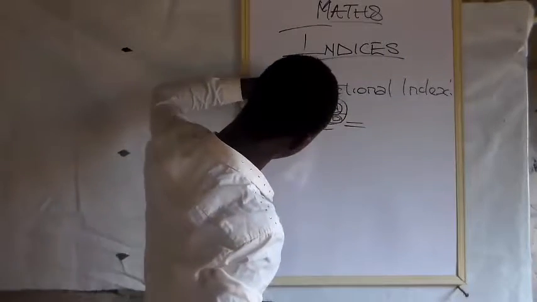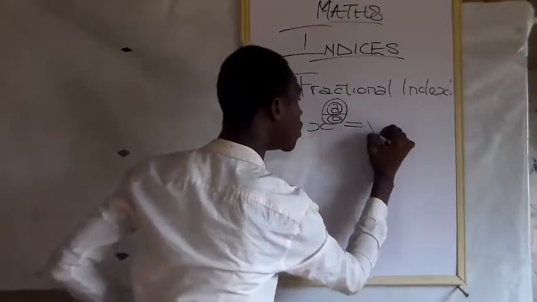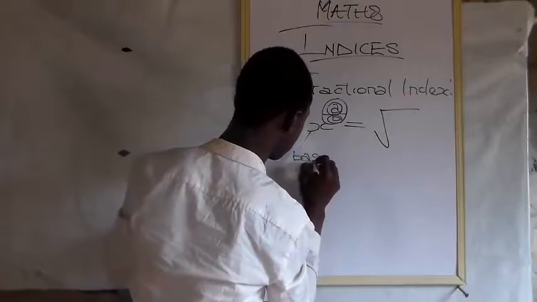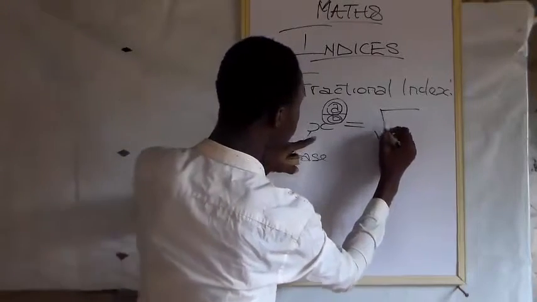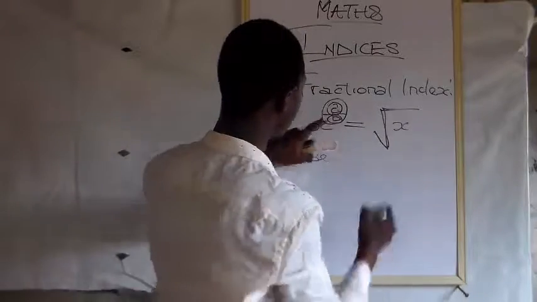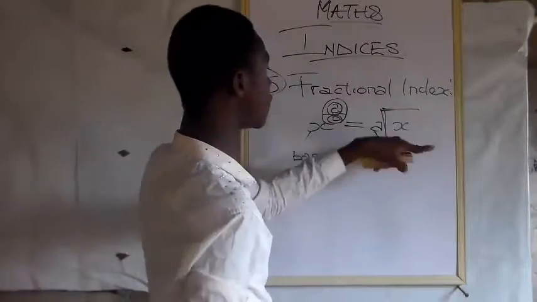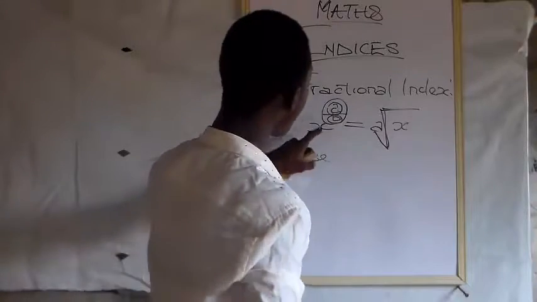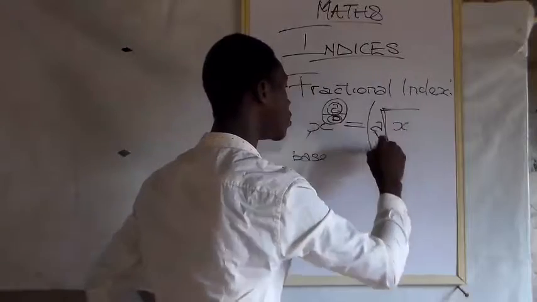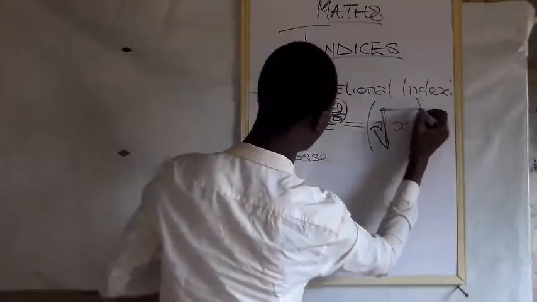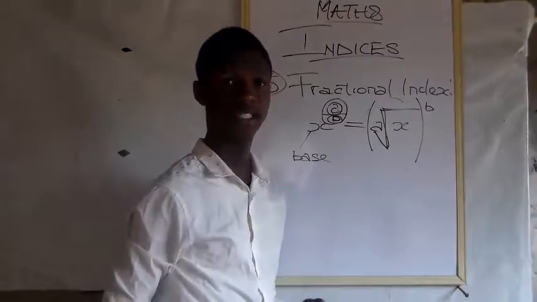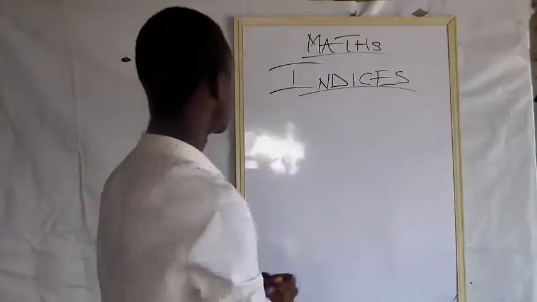Now you take the numerator to be the root of, remember this is your base, to be the root of the base x. Now a is the root of x, and now make the denominator, which is b, to be the power of this b. You understand?